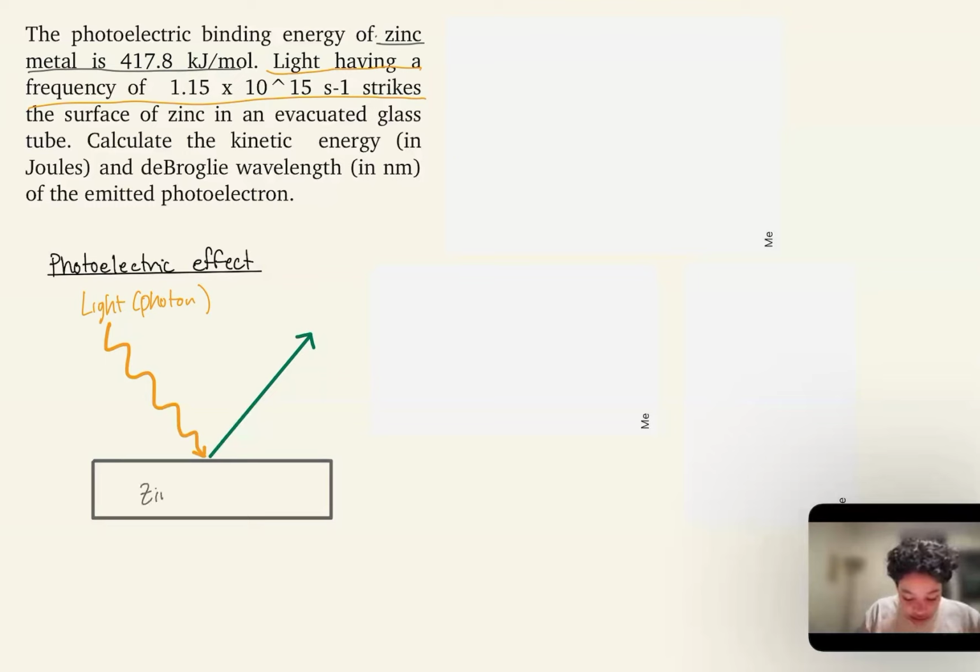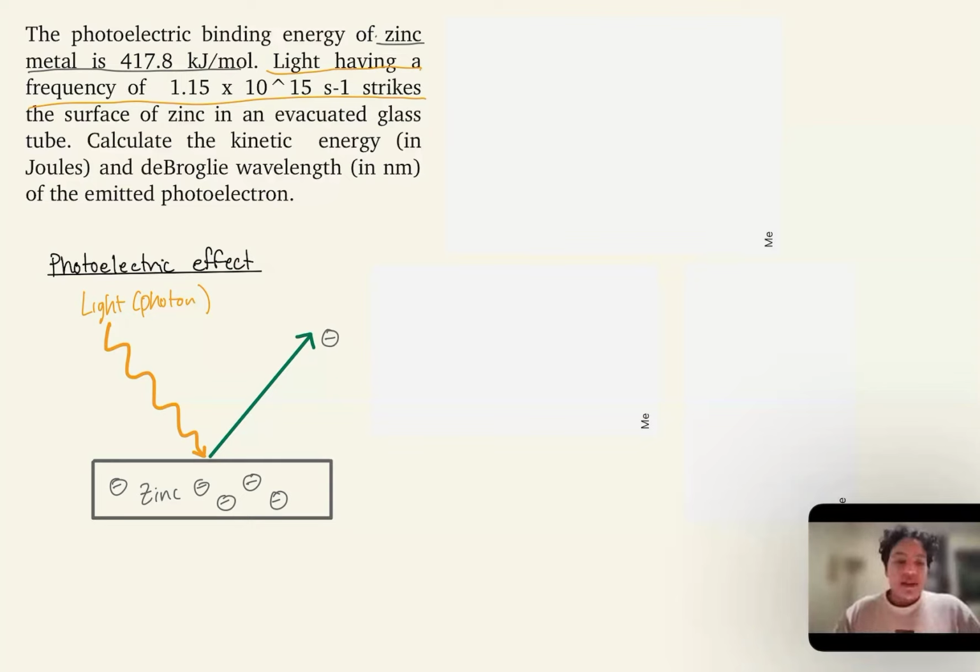Okay. So if you don't already have it in your picture, it could be good to add some electrons. And this is because what is this green arrow representing? The path of the electron. So this electron is being ejected. What do we know about the photoelectric effect?